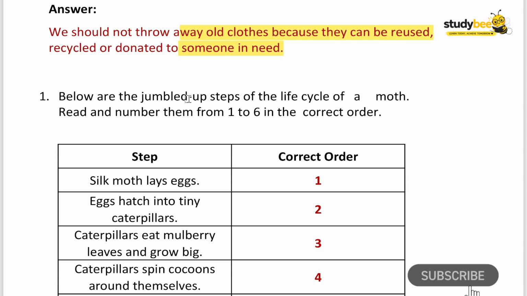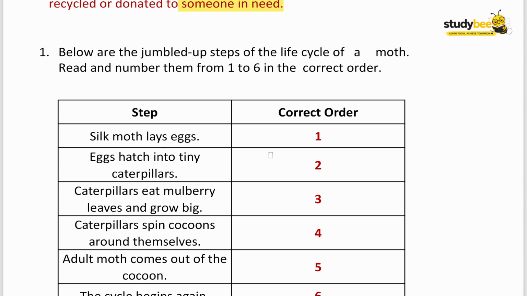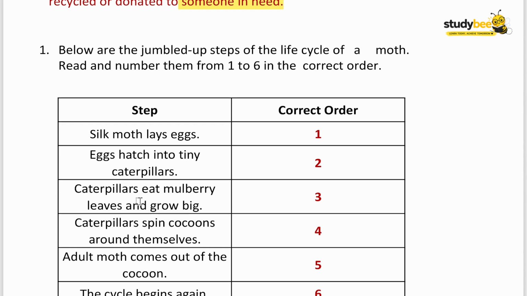Below are the jumbled up steps of the life cycle of a moth. Read and number them from 1 to 6 in the correct order. So आप देखो कुछ steps दिए गए हैं ना. Life cycle of a moth हमने देखा था ना. Life cycle of silk moth, that is, a silk worm का life cycle. So you have to arrange in the correct order.